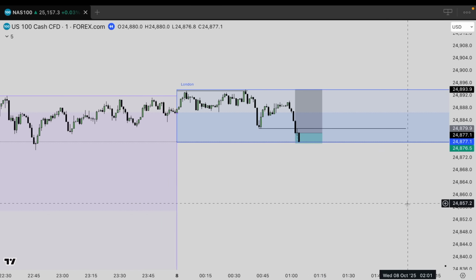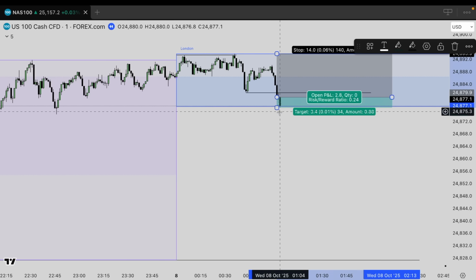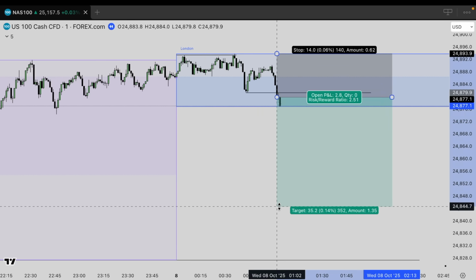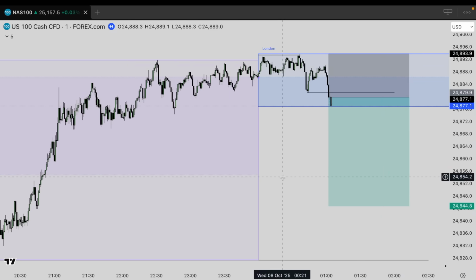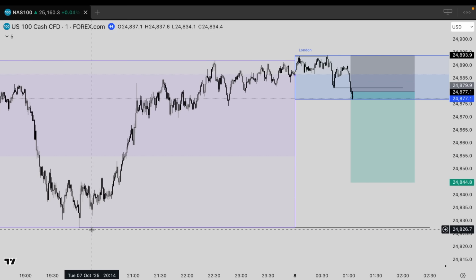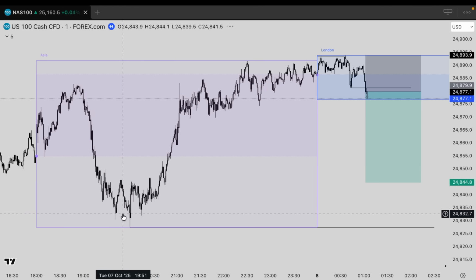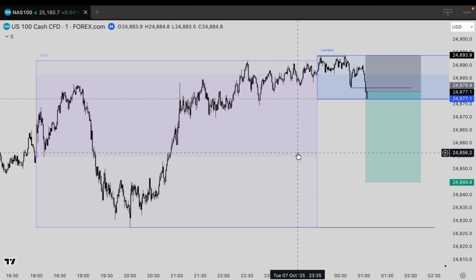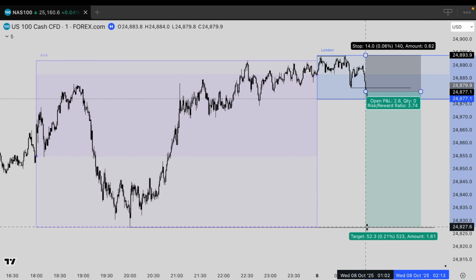Where do I place my target? Well, remember, closest liquidity or minimum 2.5 risk to reward. But if we look at this, we have a 2.5, but below it we have got Asia low. Asia low is my purple box. That can be my target.